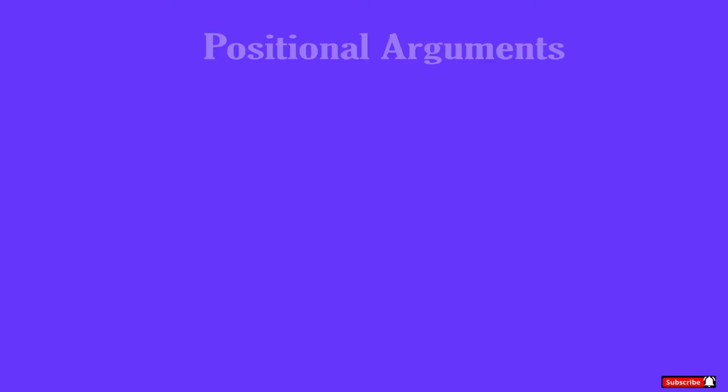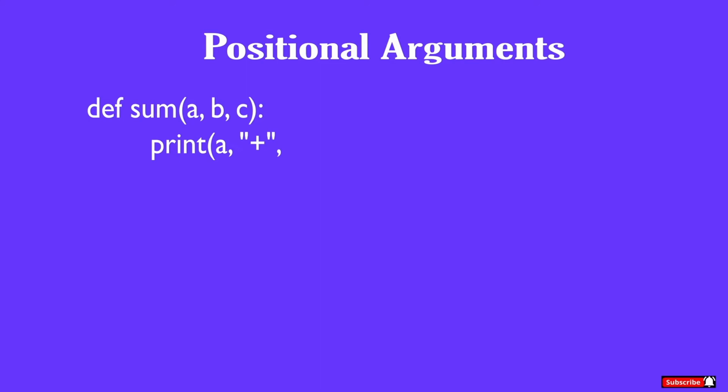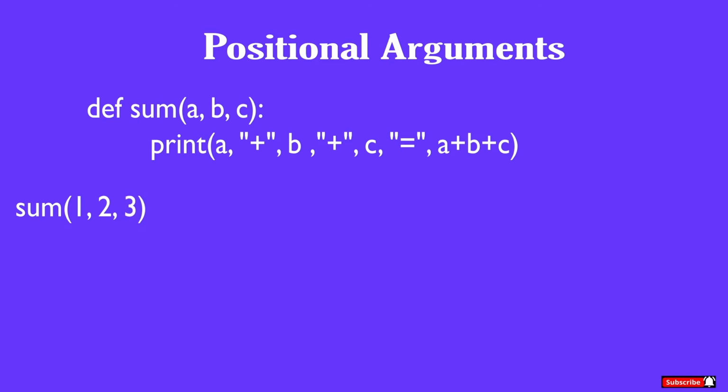Let us write some code using positional arguments. This is the pure example for positional argument passing because the argument 1 is stored in parameter A, 2 is stored in parameter B, and 3 is stored in parameter C. You can see the way they are stored in the output. That is 1 plus 2 plus 3 equal to 6, where 1 is A, 2 is B, and 3 is C.